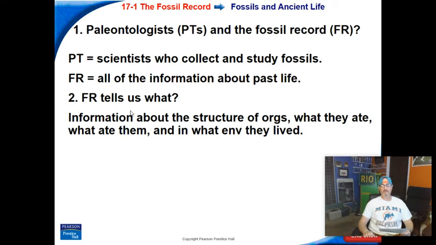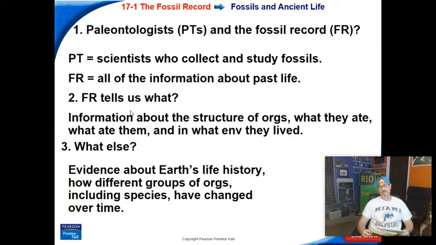So the fossil record tells us information about the structure of the organisms, what they ate. Sometimes the shapes of the organisms that were consumed are still actually in the stomach when the organism died, what ate them, and what types of environments they lived in. So it tells us really a lot about the ecology of these organisms. There are certain other types of fossils that were not animal fossils that suggest what type of climate, what types of plants lived there, but really it does paint the picture of what life for that organism was like back in time. Pretty cool.